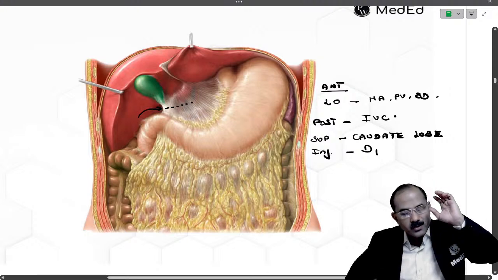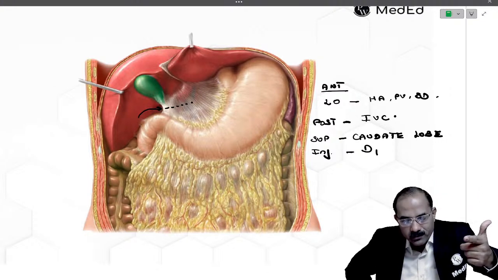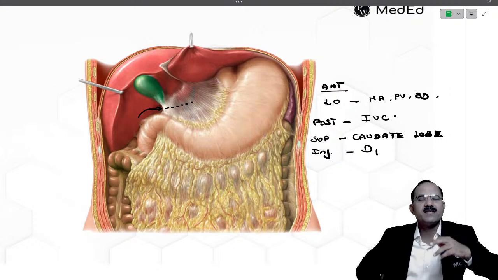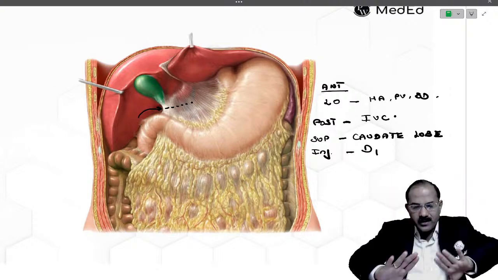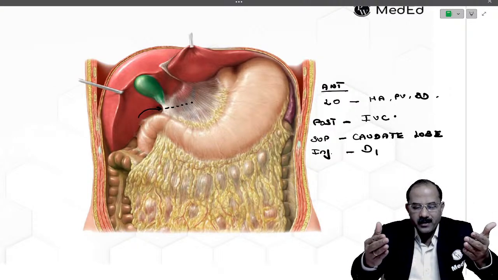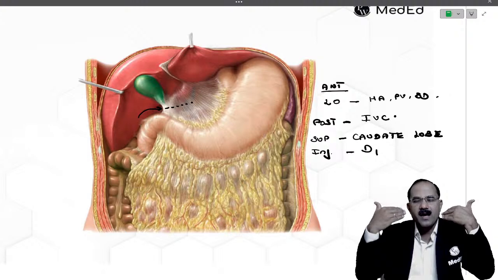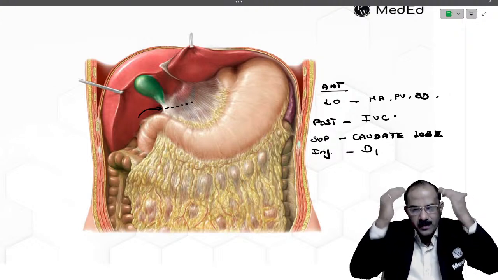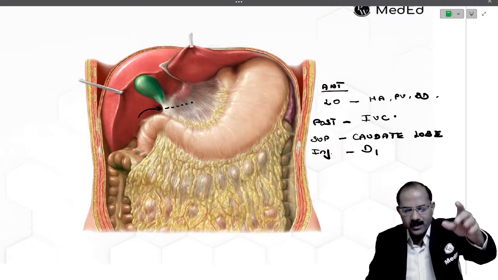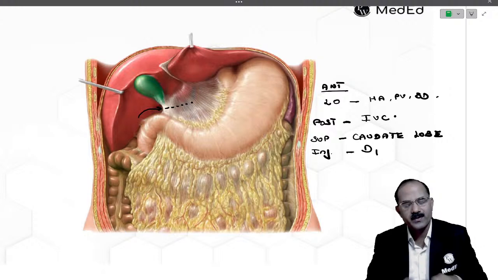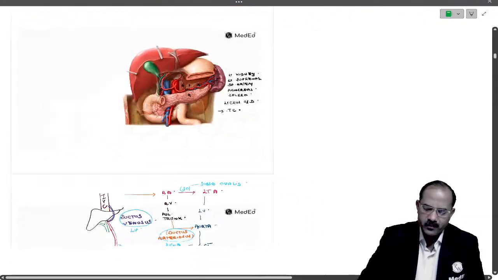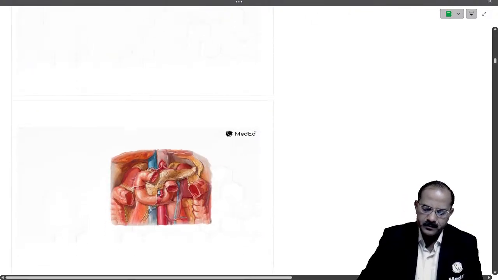So this is about the epiploic foramen, or the foramen of Winslow, the aditus to the lesser sac. Boundaries: anteriorly is the lesser omentum containing the hepatic artery, portal vein, and bile duct. Posteriorly is the IVC. Superiorly is the caudate lobe. Inferiorly is the first part of the duodenum. Excellent. Very good to all of you.